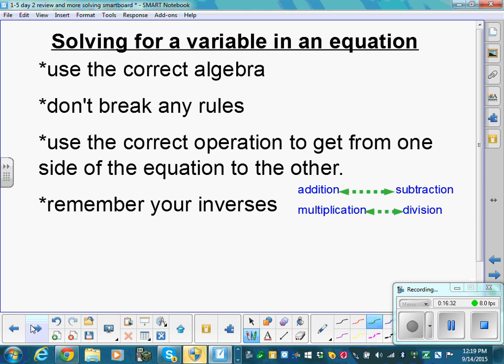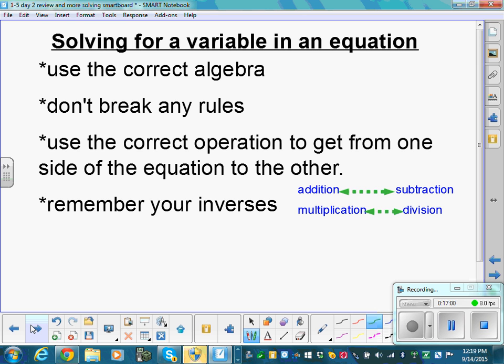Okay. All right, so now we're going to be going ahead and solving for a variable in an equation. We're going to have some advanced equations here, so we're just going to practice this. The key is to remember to use the correct algebra to get from one side of the equation to the other. Do not break any rules, so don't skip and jump around without being able to do it. And then you've got to use the correct operation once again to get from one side of the equation to the other. So you'll need to remember your inverses.